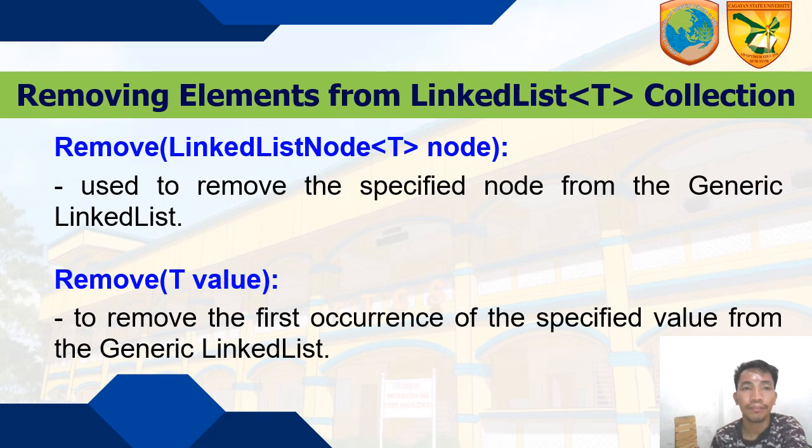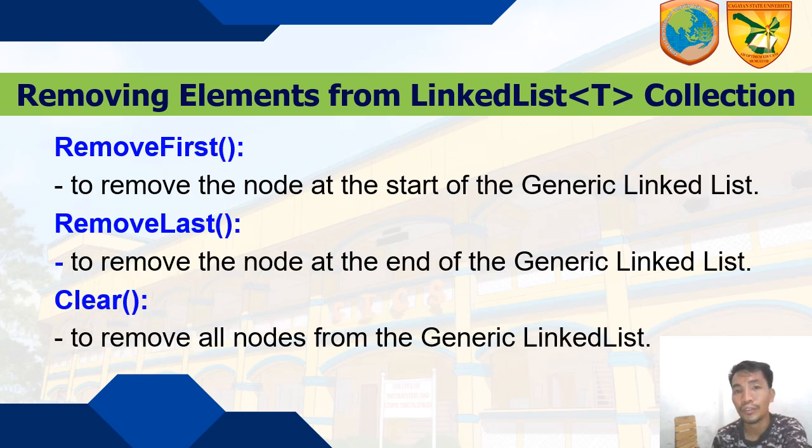Okay. Now, how to remove the elements from the linked list? If a while back we were able to add or place a certain value or node in between, before or after an existing node, then we can also remove elements from the linked list. So we'll just have to use the remove method here, as seen on the screen. You can also remove the first node using remove first, and the last node in the generic linked list using the remove last method.